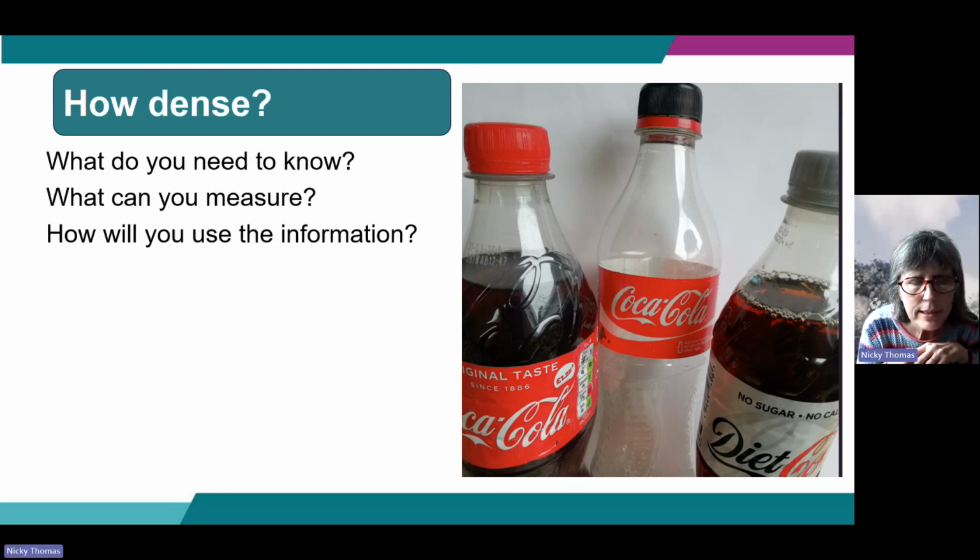So when you're wanting to work something out, you need to think, what information do you need? If I want to know the density, what information do I need? What am I going to measure? What do I do with the information? So you think about the equation for density, mass over volume. So I need to know the mass, I need to know the volume. What can I actually measure? I can't measure density directly, but I can measure mass, I can measure volume, and then do the calculation, for example.